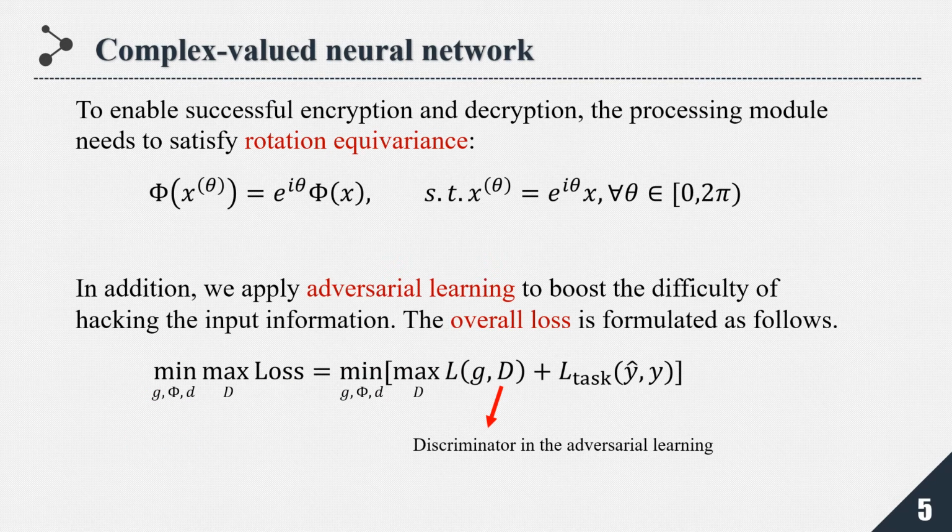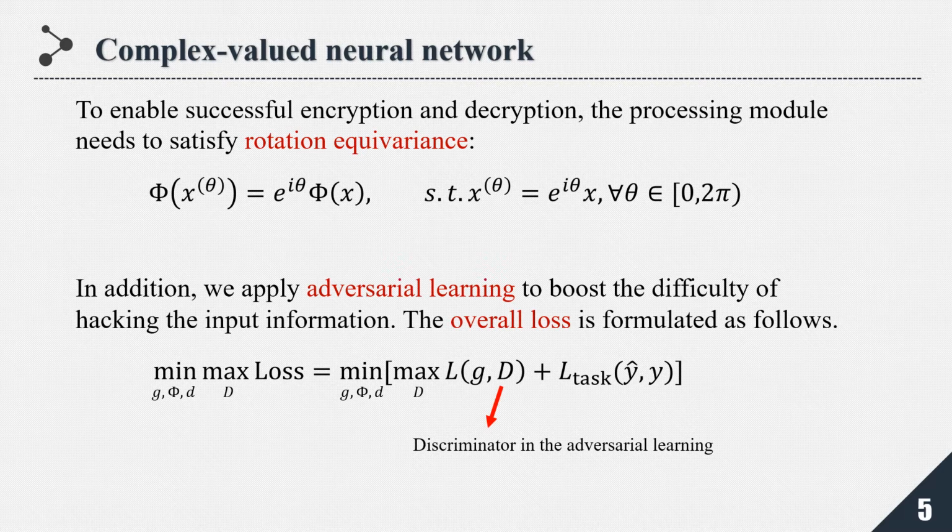In order to enable successful encryption and decryption, the processing module needs to satisfy the rotation equivalence property. We propose a set of generic rules to revise the operation of each layer in the processing module to ensure the rotation equivalence property. For example, for the convolutional layer, we remove the bias term. For dropout layers, we randomly drop out both the real and imaginary parts of complex-valued features to ensure the rotation equivalence property. Please see our paper for more discussions about the revision of each layer. In this way, the rotation equivalence property of the processing module can be recursively guaranteed.